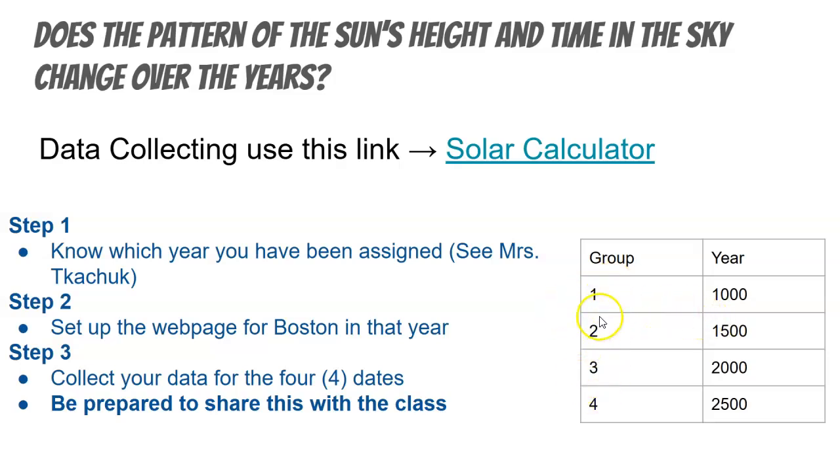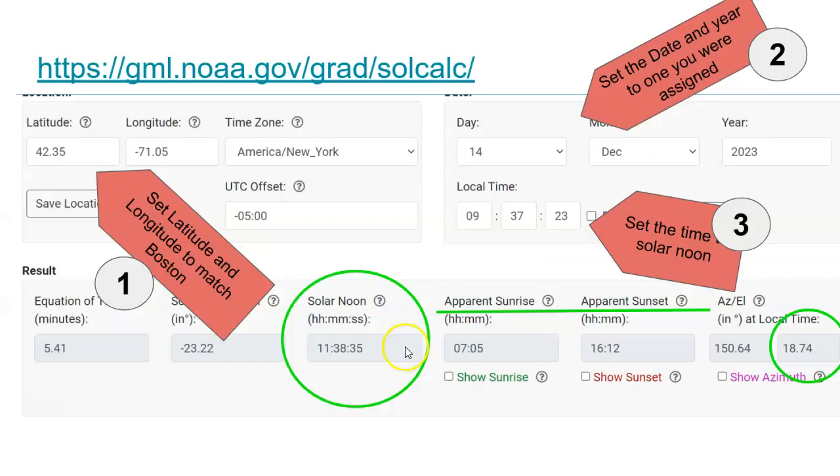So I'm going to assign based on who's already done one. Then you're going to go to the web page, set up the web page for Boston in that year. I'm going to show you what that means, and be prepared to share with the class. Okay. So what I mean by Boston for that year.